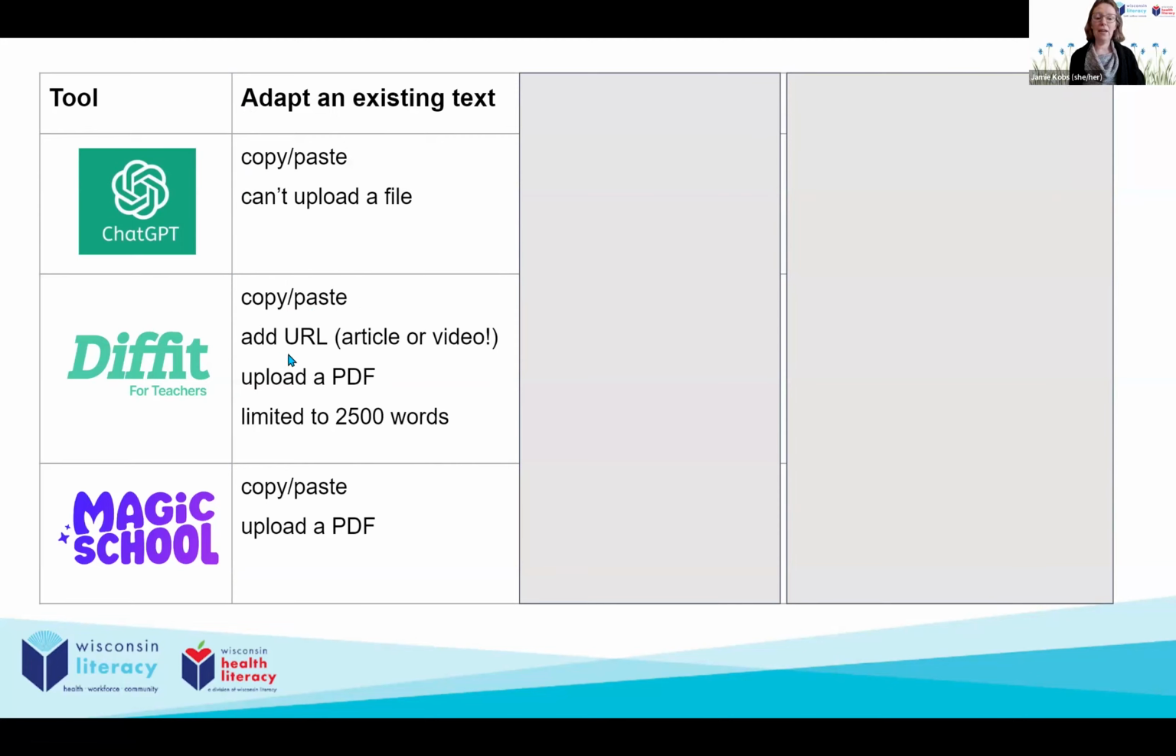You can add a URL, so a link. One of the cool features I think about Diffit is that that link can be a video, and it can create a text from that or adapt that into a text. You can upload a PDF, and with the free version, it limits you to a PDF that's 2,500 words or fewer. And then for Magic School, you can copy and paste a text, or you can upload a PDF.